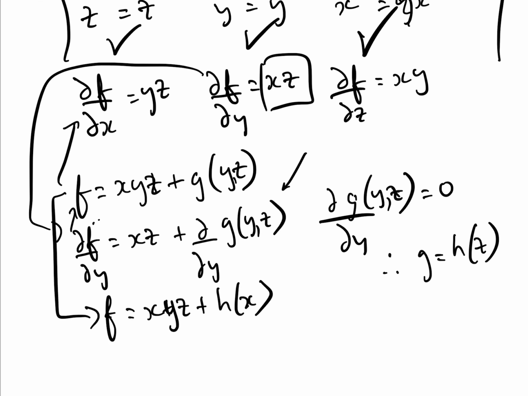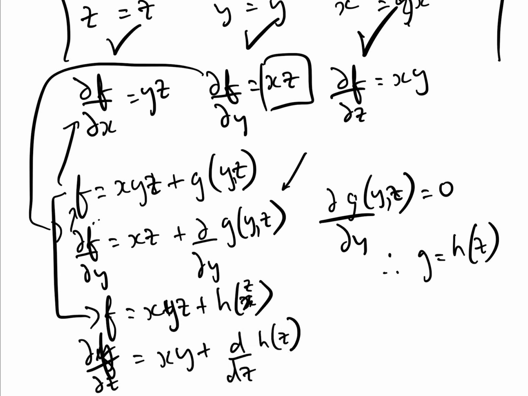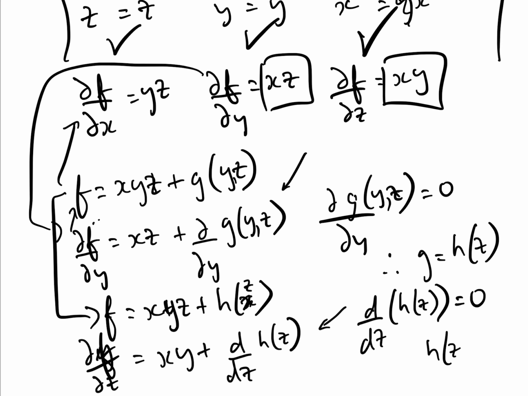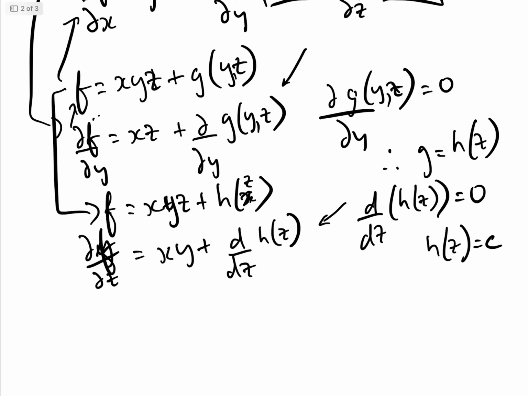And now what we do is we differentiate that with respect to z, and that gives us xy add d/dz of h of z, and we compare that to this here, and therefore clearly d/dz of h of z is 0, and therefore h of z is some constant of integration. And therefore we know that f, our scalar potential function f, is equal to xyz add some constant of integration. And so we have our scalar potential function here.